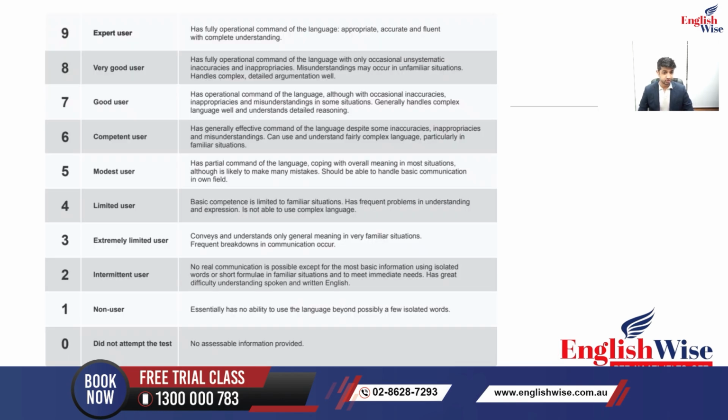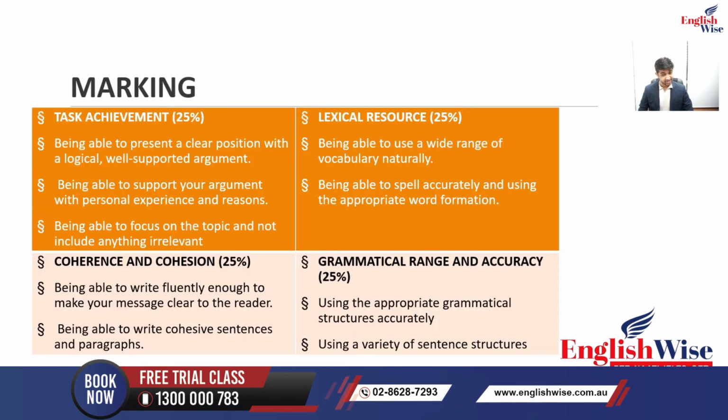So a band score of 0 to 9 is calculated based on how you prepare your response. The marking for that is done using 4 major categories. You've got task achievement, which contributes 25% of marks, lexical resource for 25%, coherence and cohesion, and grammatical range and accuracy. Let's have a look at the band descriptors and see how that's distinct for writing task 1.